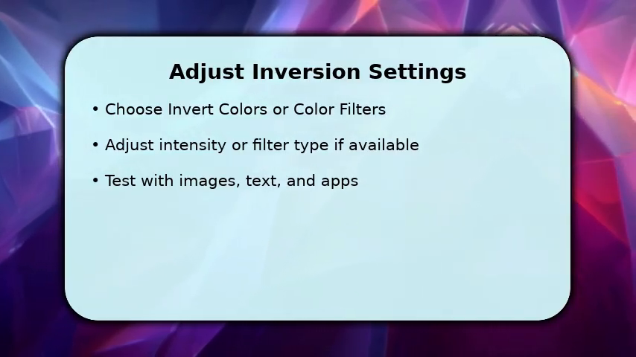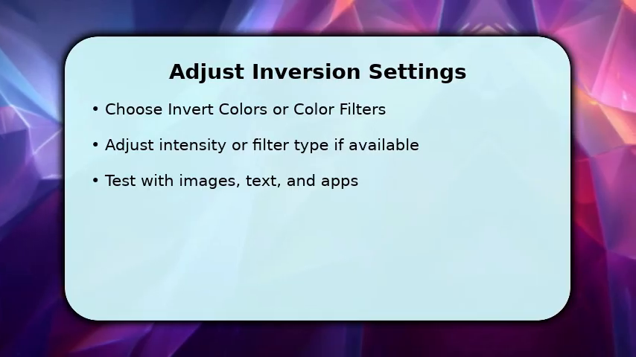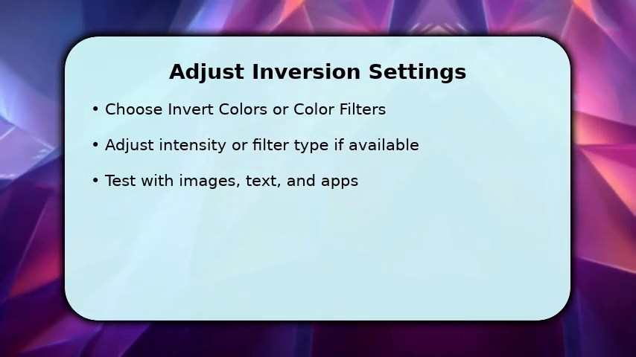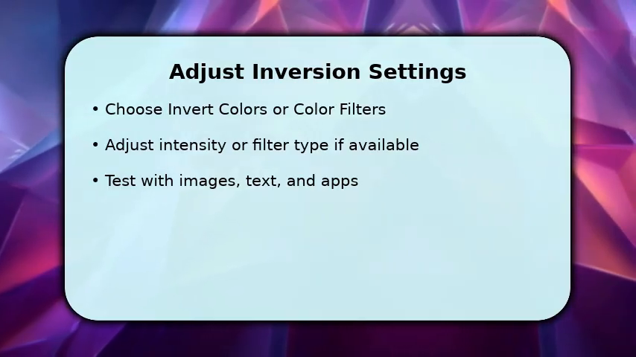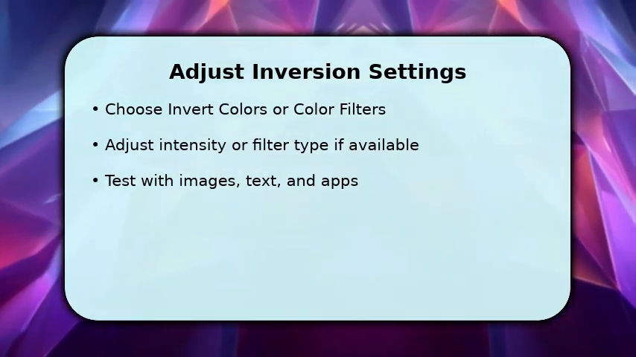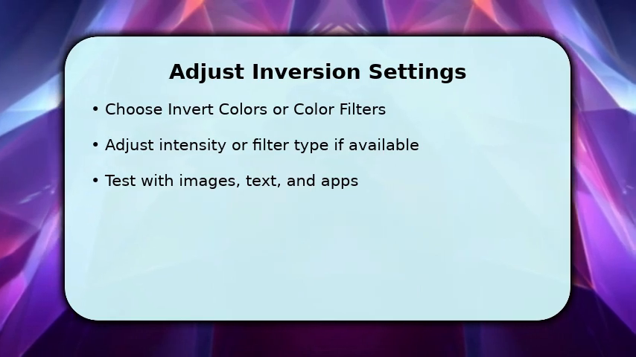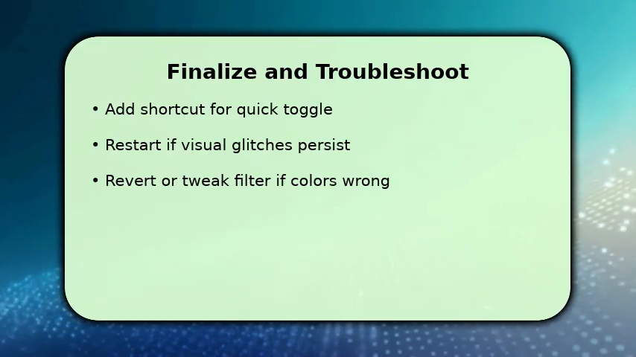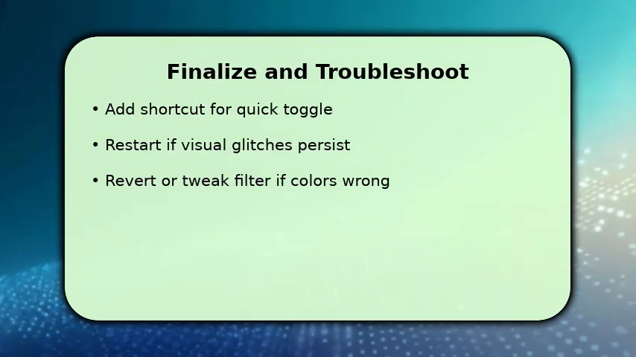Adjust intensity or toggle filter strengths when available, because small tweaks improve readability and reduce artifacts. Once done, test across apps, photos, messaging, web pages to ensure icons and media render acceptably before making it permanent. Finish by adding an accessibility shortcut or control center tile so you can toggle inversion instantly.